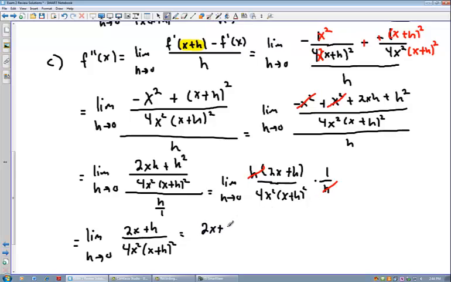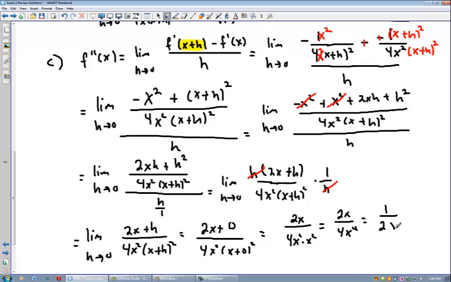So if I plug in 0 now, I evaluate the limit, so I drop off the limit sign. So I have 2x plus 0 over 4x squared, all times x plus 0, quantity squared, which is equal to, I have a 2x on top, and then I have a 4x squared times x squared on the bottom, which again continues to cancel. So I have 2x over 4x to the fourth, which continues to cancel to 1 over 2x cubed. And so there's my second derivative.